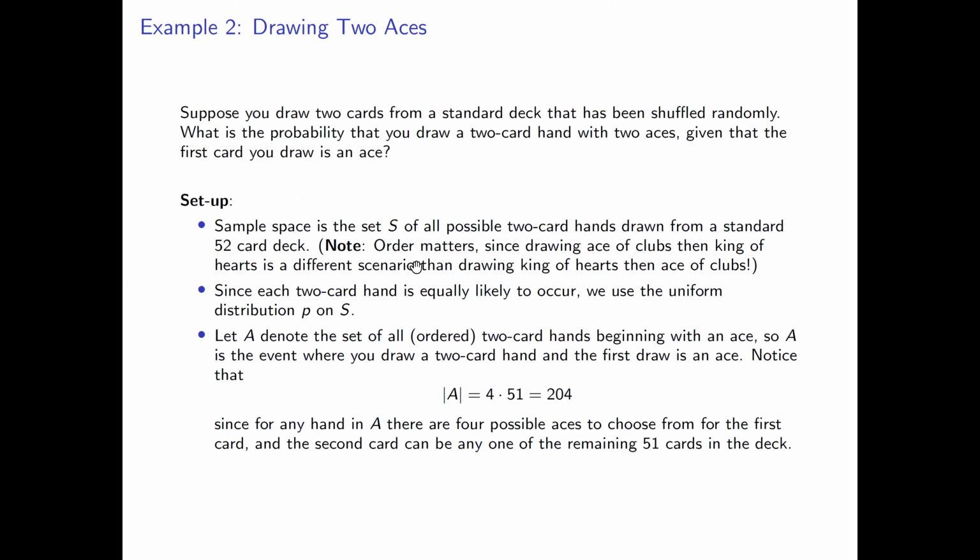Again, our sample space is the set of all possible two-card hands, and the set A is the subset consisting of events where the first card was an ace. Now we're going to let E denote the event that we're interested in understanding the probability of, where you draw 2 aces in a row. Formally, E is the subset consisting of all ordered two-card hands consisting of 2 aces. Similarly, we can calculate the cardinality of E. The first card has to be an ace, so there are 4 choices, and once you fix one of those, there are 3 remaining aces. So the cardinality of E is 4 times 3, which is 12.